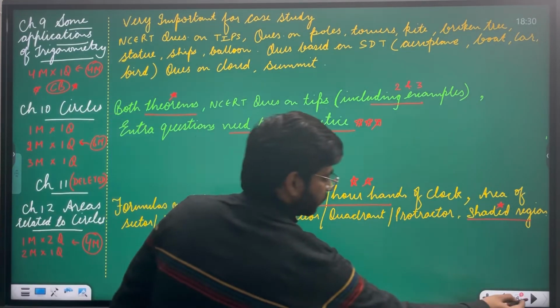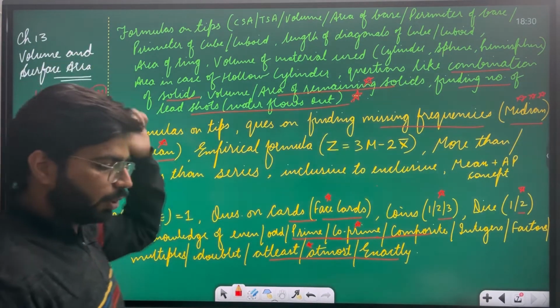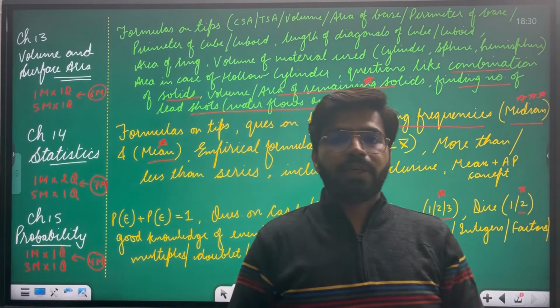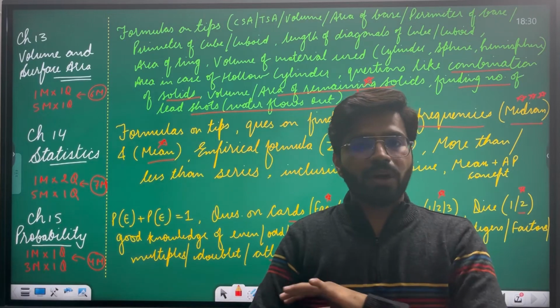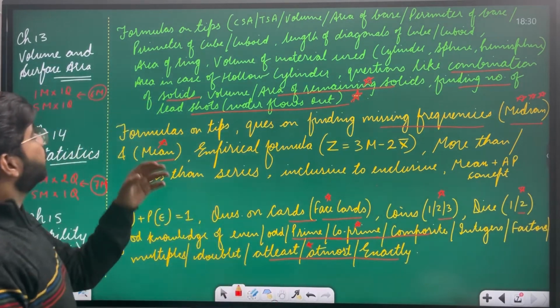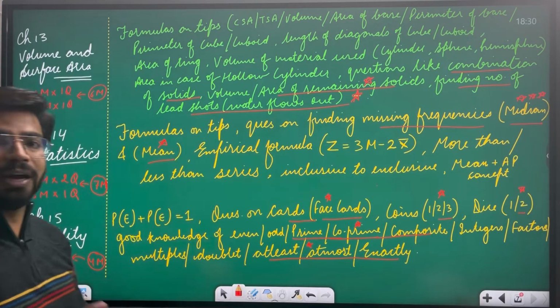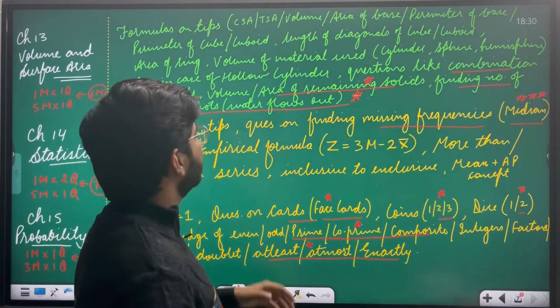Now the next chapter we have is volume and surface area. In this chapter also there are 2 exercises. The major third exercise, the very important exercise, which comprises many questions, is already out of syllabus. But now we have one question of 1 mark and one question of 5 marks. Yes, we have a question of 5 marks from this chapter.